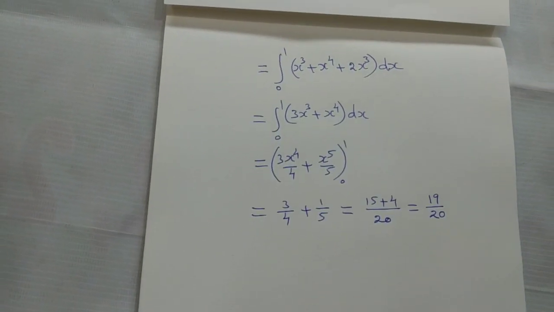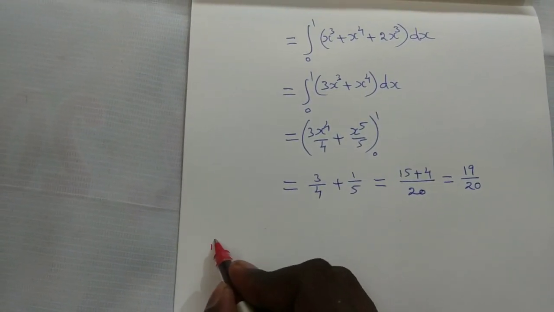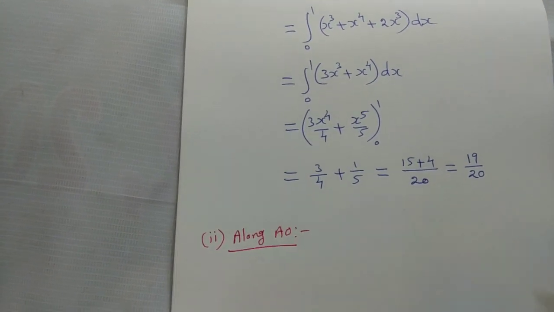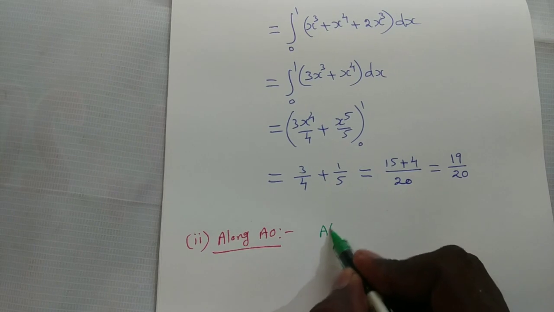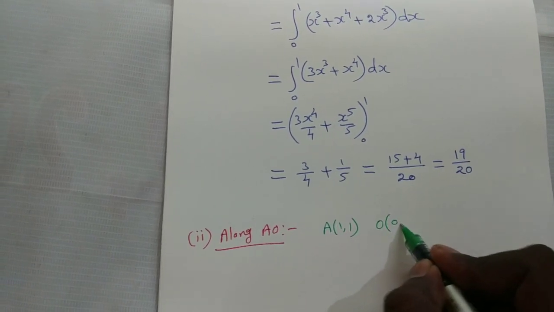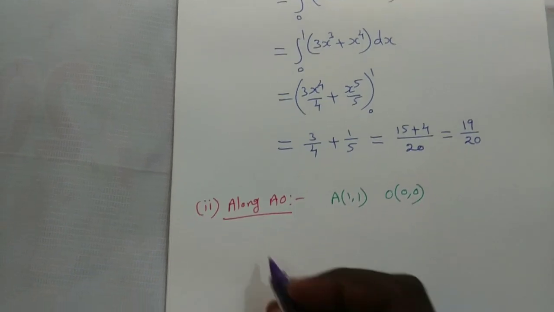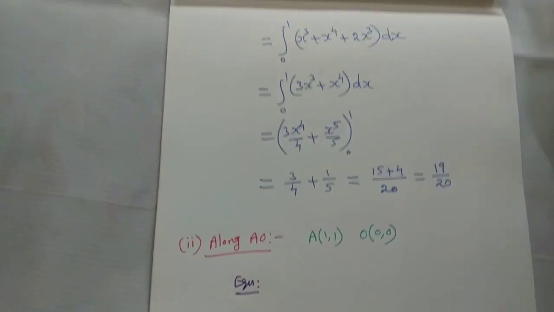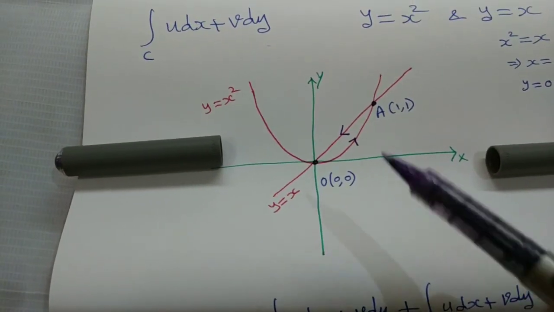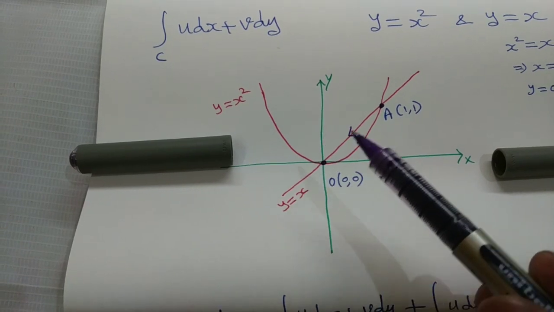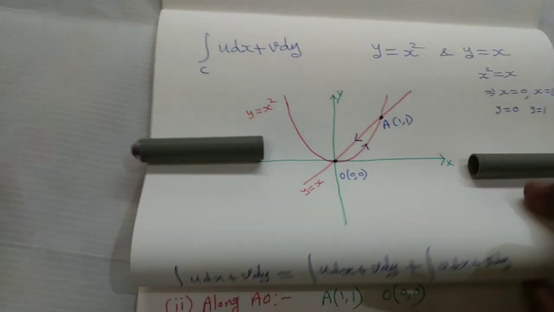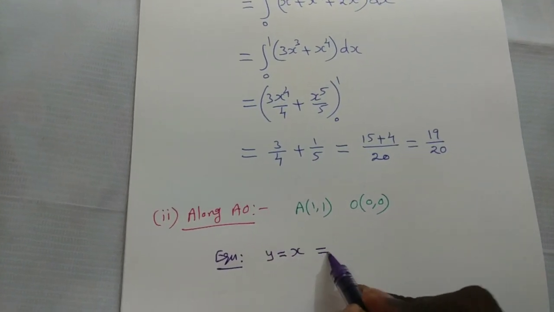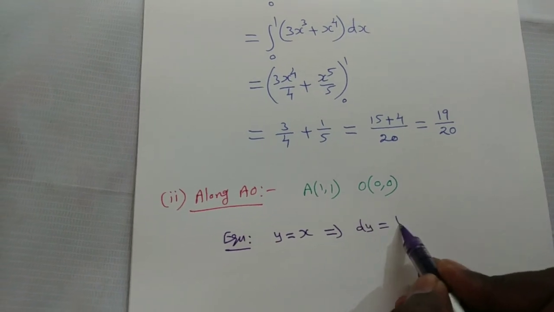So this is along OA. So next I am going to find out along AO. So from the diagram, the A point is (1, 1) and the O point is (0, 0). And now the equation of AO. From the diagram, the equation of AO is a straight line, which is y = x. So here the equation of AO is y = x. From this, dy = dx.